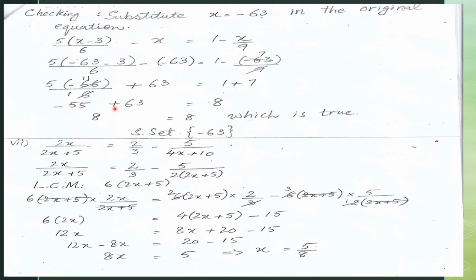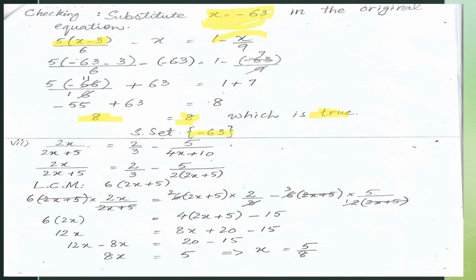So students, now here x is equal to minus 63, meaning x has a negative sign, and this negative sign will not come with the variable. It will come with the value of the variable. Put x equal to minus 63 in the original equation and get the answer. At the last, we get 8 is equal to 8, which is true, and the solution set is minus 63.